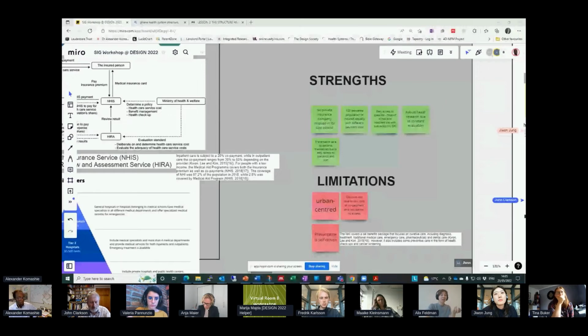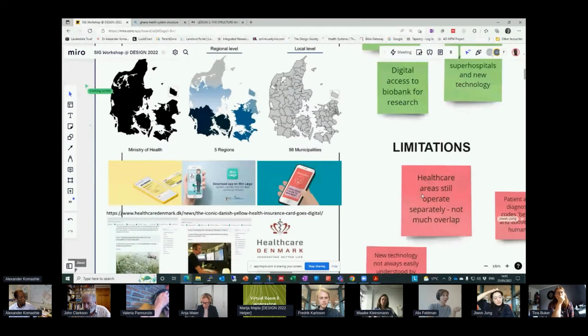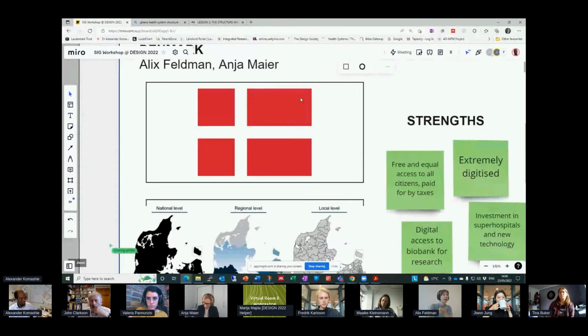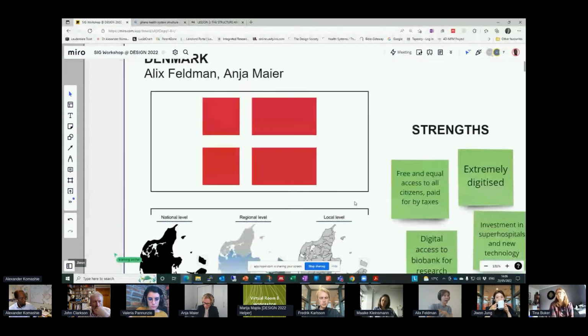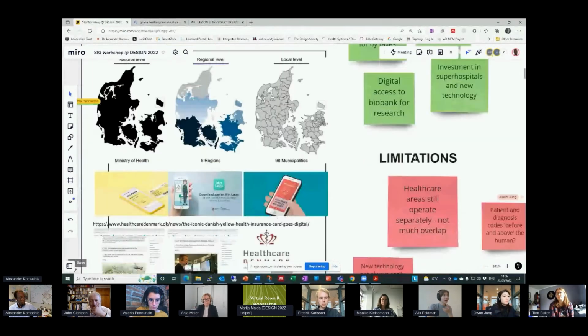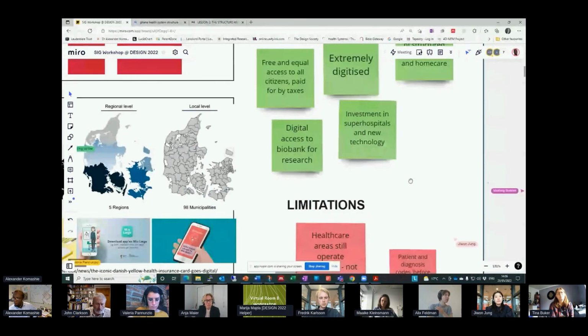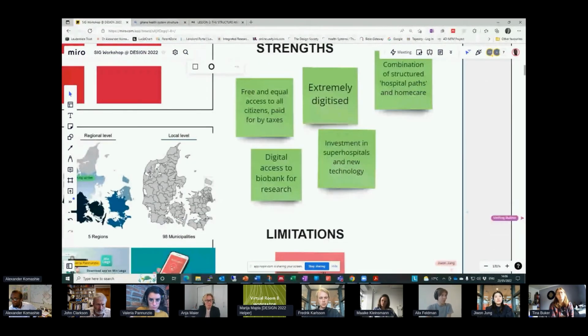And it is extremely digitized, so it's defined by being extremely digital. We have our yellow health cards that we use for access. They're also our social security cards. They've also been recently moved on to an app. We can also access all of our health data through the Sundhed, the health.dk website, which is also an app as well. So that included COVID test results through the pandemic.